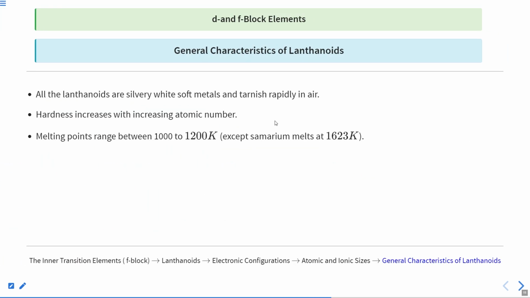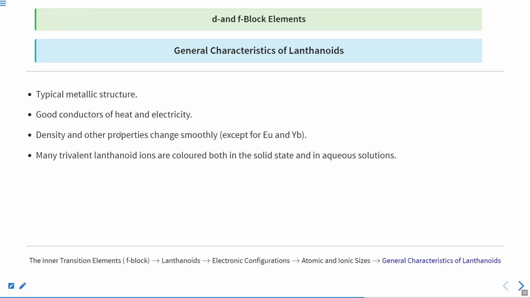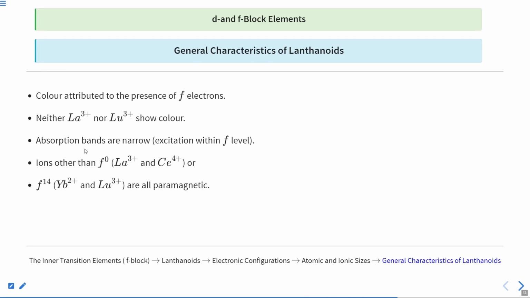Now talking about their appearance, they all have a silvery white appearance, and their melting point lies between 1000 to 1200 Kelvin, and the exception is samarium, which has 1623 Kelvin. Now talking about their absorption bands, they are colored in nature except lanthanum and lutetium in the +3 oxidation state. If we talk about the magnetic properties, then La3+, Ce4+, Yb2+, and Lu3+ all have diamagnetic behavior because there are no unpaired electrons present.